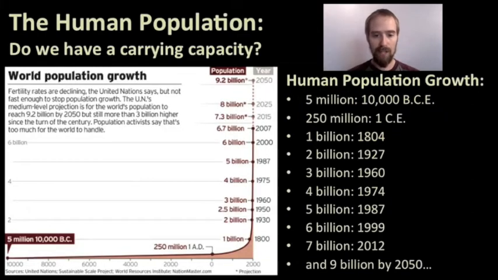We reached 2 billion in 1927, doubled to 4 billion in 1974. We hit 6 billion back in 1999 when I was still in high school, and we hit 7 billion in the year 2012. By the year 2050, population experts predict that the human population will be over 9 billion people. As you can see in this graph, this pattern indicates exponential growth, just like the bacteria in a jar that we used as an example in our last video.